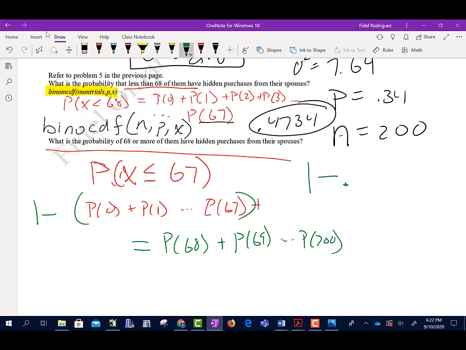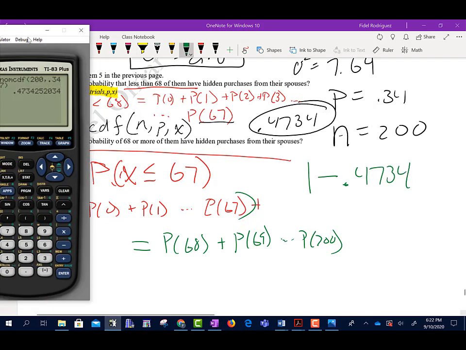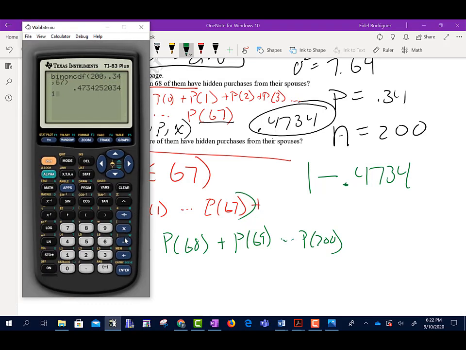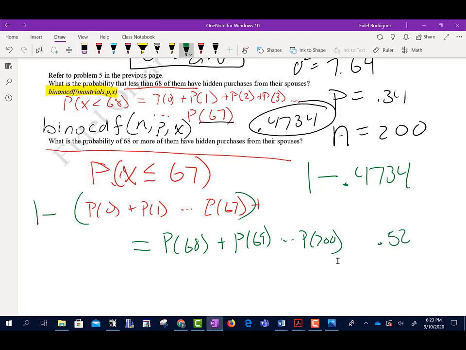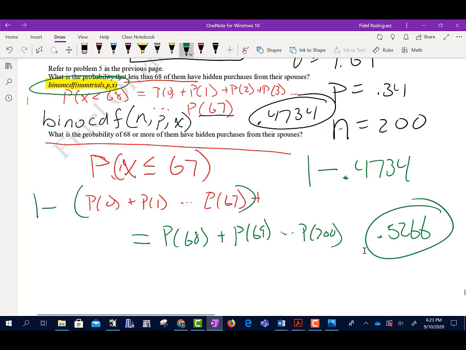So I'm going to go 1 minus 0.4734, and that is giving me 0.5266. And that's going to be the probability that 68 of them or more have hidden purchases from their spouses, right? So again, I want you to notice something. CDF means it's going to add them all up for you already, right? And that right there, guys, is 4.2.